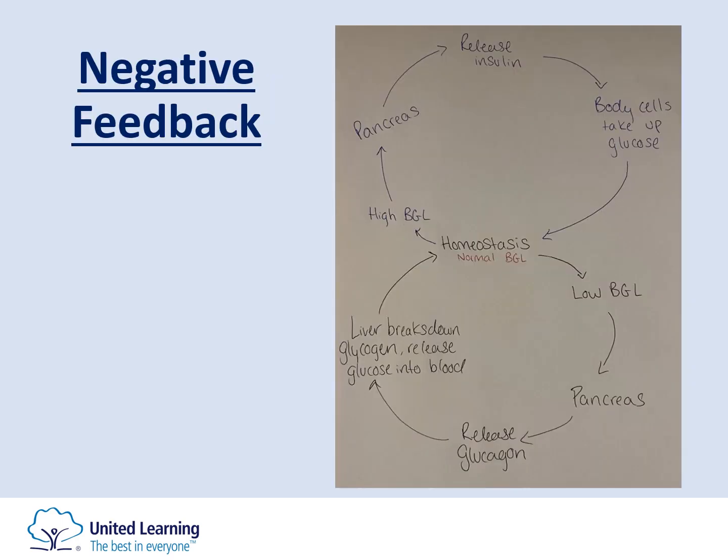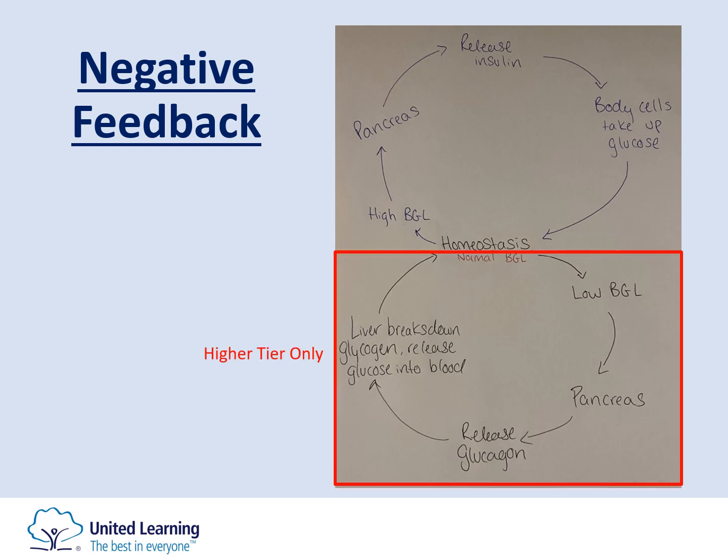So with the higher tiers, still looking at the blood glucose, we now have to understand this concept of negative feedback. So we just recapped what was happening at the top with the big carbohydrate meal causing the blood glucose to spike, pancreas responding by releasing insulin, and then that glucose being taken up by the cells for respiration or being stored as glycogen. Now, if you are a higher tier student, you also have to have knowledge of the bottom half of this diagram.